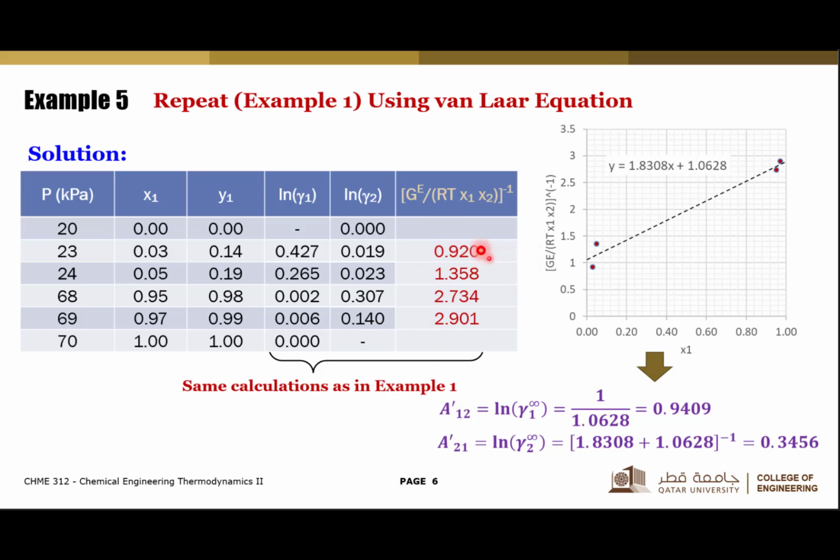In this case, you plot these 4 points on a graph. So we can see here 1, 2, 3, 4 points. Then we fit them to a straight line. And then from that straight line, we get the parameters A prime 1,2 and A prime 2,1. From there, we can use those in my model calculations to find, at any given composition, what is the pressure in my system. So let me show you the next step there.